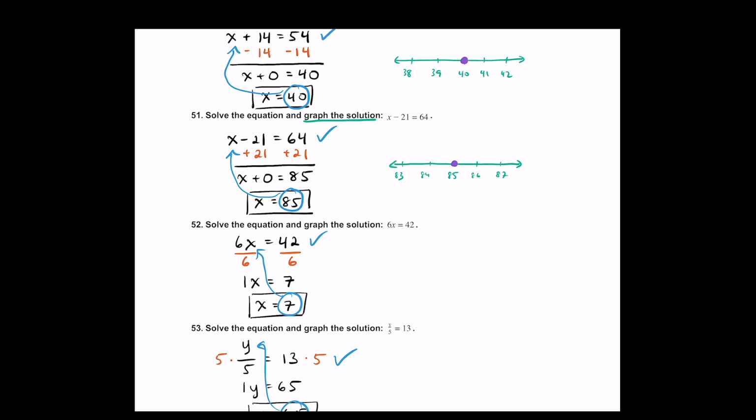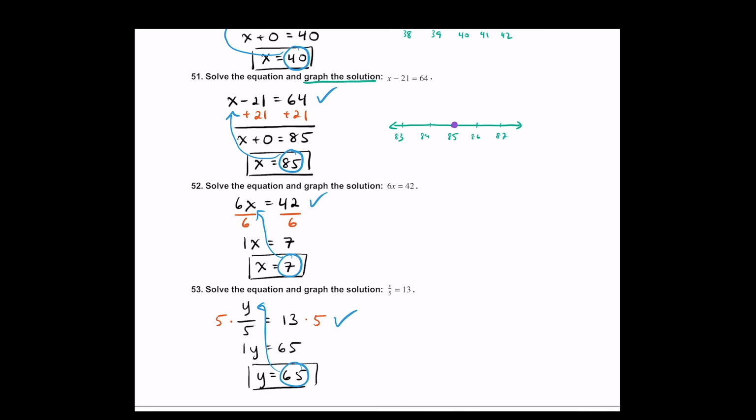Okay. Moving on to 52's graph. So we're going to graph this solution here, make a short number line. We'll put the 7 in the middle because that's the answer we got. Put 8 and 9, 6 and 5. 7 was the only answer that works, or the only number that works. So we'll go ahead and fill that in.